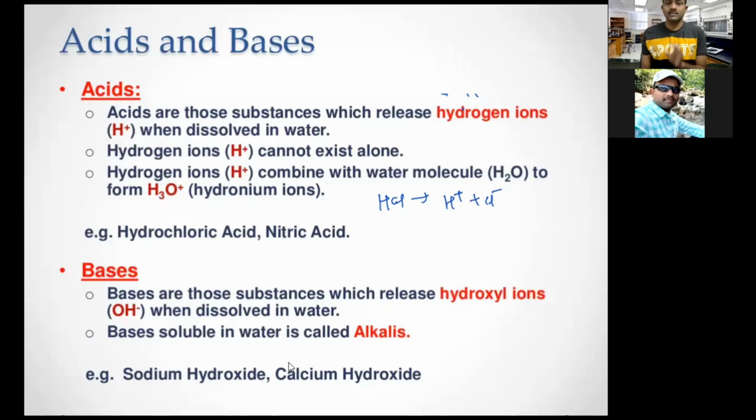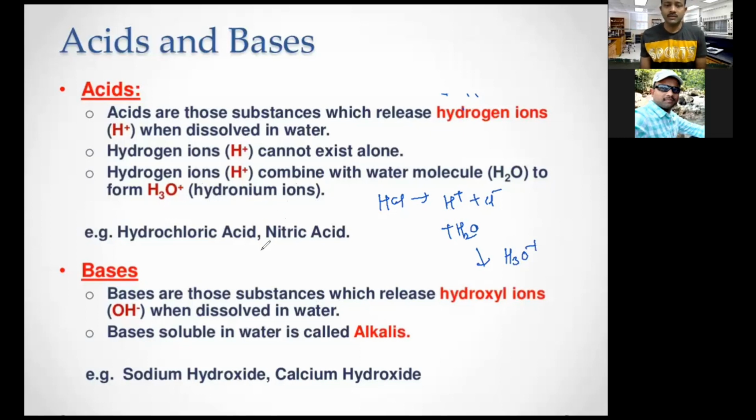These H plus ions cannot exist alone. They are unstable. These H plus ions combine with the water molecules and form H3O plus ions. So hydrogen ions combine with the water molecule H2O to form H3O plus ions, right?